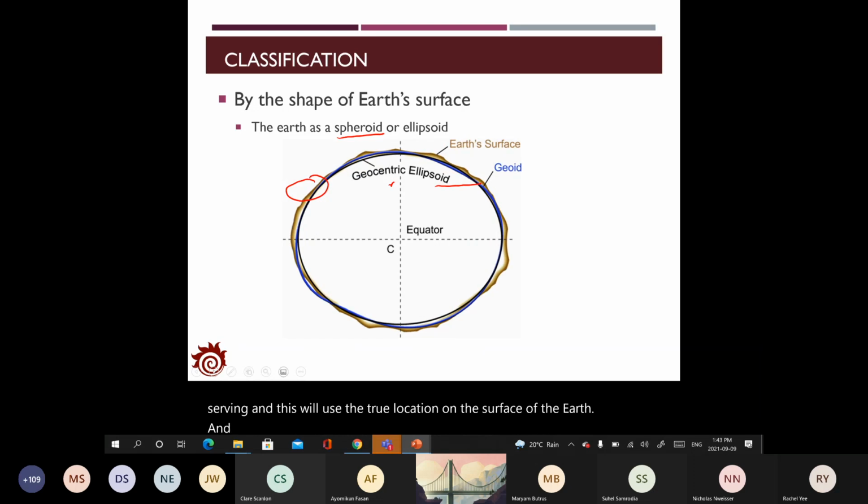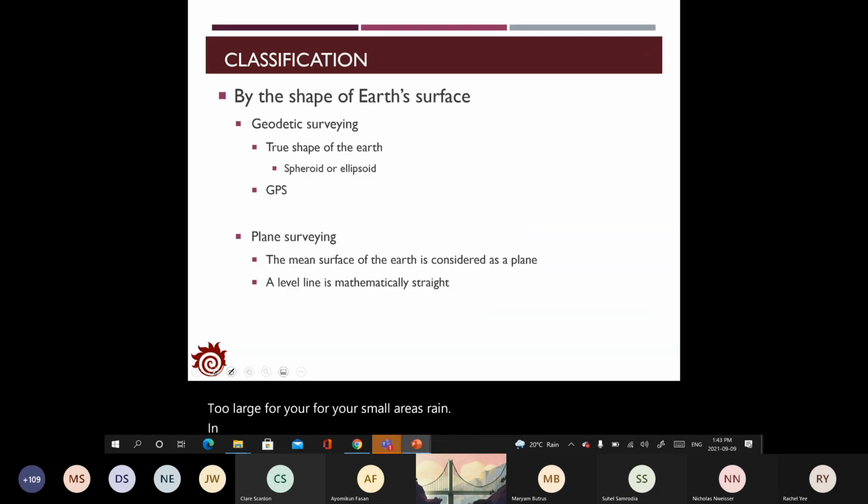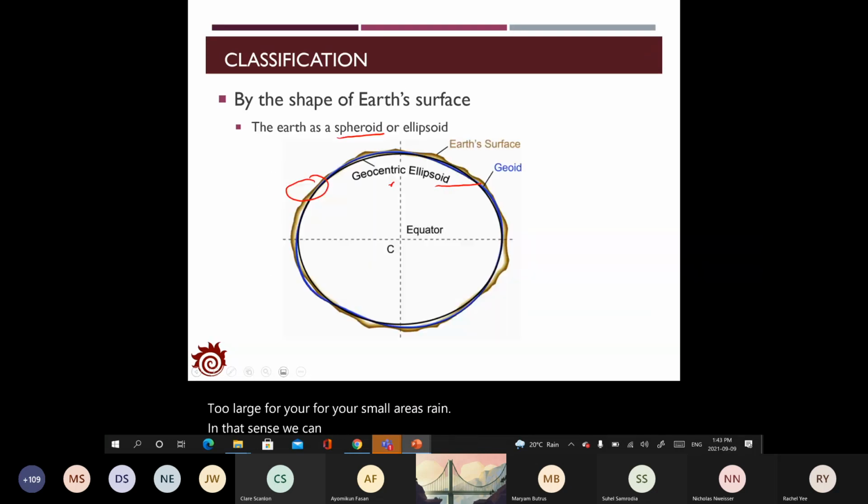And so there will be more definitions about how we're going to use the surface of the Earth to do the surveying. And the issue is a little bit different when we are considering a small region surveying. For example, if we only want to do some surveying in the Hamilton area, then probably you don't need to think about the curvature of the Earth, which is too large for your small area survey. In that sense, we can just consider the Earth as a plane.